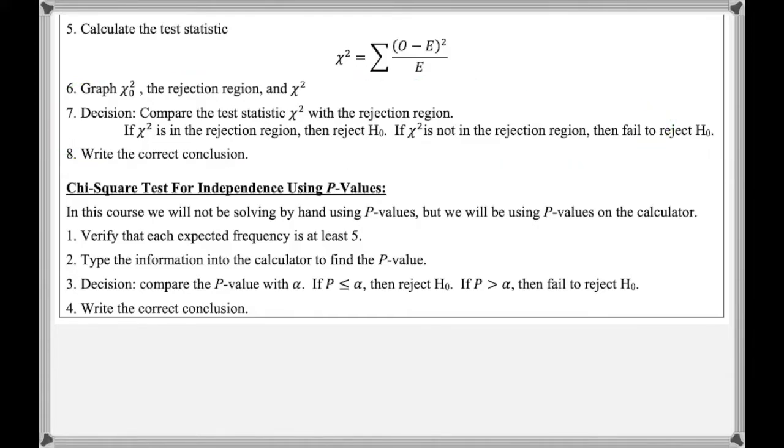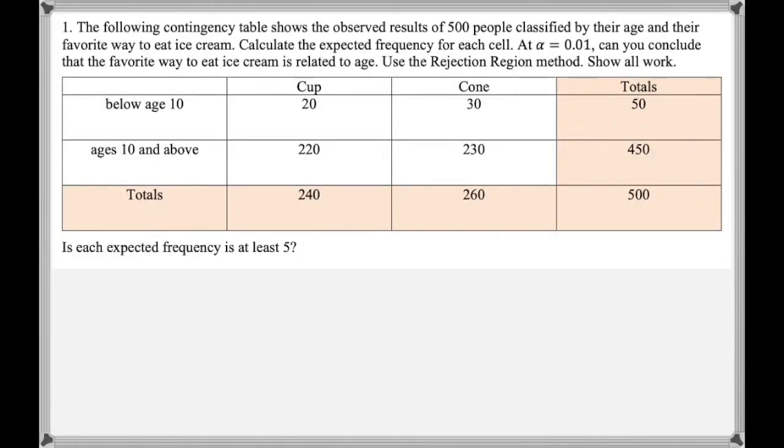And again, we will not be solving by hand using p-values. However, we will be using p-values with the calculator. The following contingency table shows the observed results of 500 people classified by their age and their favorite way to eat ice cream. Calculate the expected frequency for each cell. At alpha equal to 0.01, can you conclude that the favorite way to eat ice cream is related to age? Use the rejection region method and show all work.